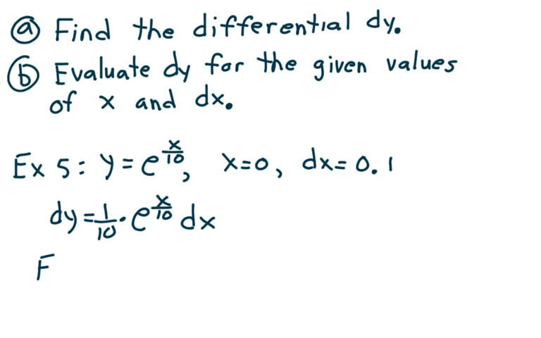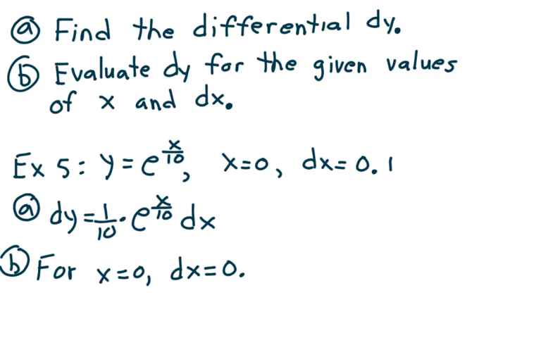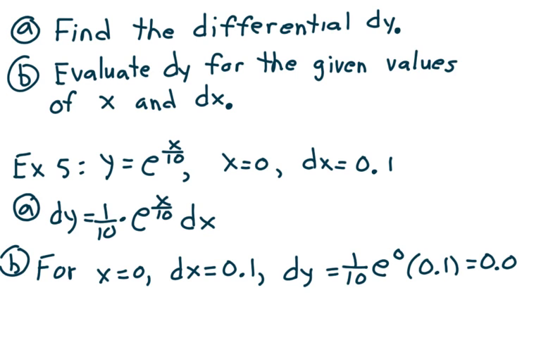Now, that's part A, by the way. So that's the differential dy. For part B, for x equals 0 and dx equals 0.1, we can compute dy. dy will be 1/10 e to basically the 0, right, times 0.1, which is, now what you can do is make 1/10 0.1, and so this will be 0.01.